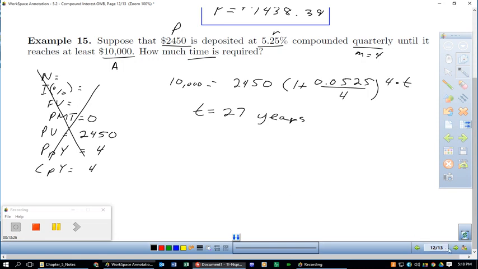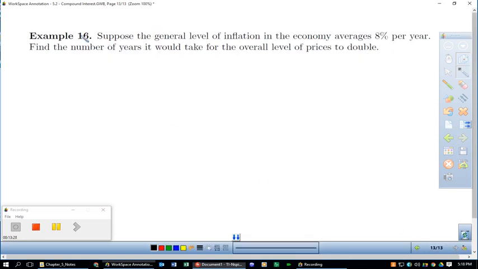All right. Last example, number 16. Suppose the general level of inflation in the economy averages 8% per year. Okay, I have a rate. Find the number of years, so we want to know T, it would take for the overall level of prices to double.